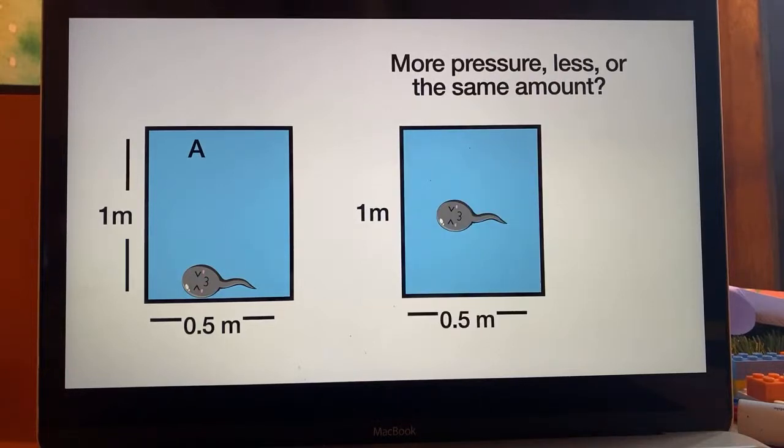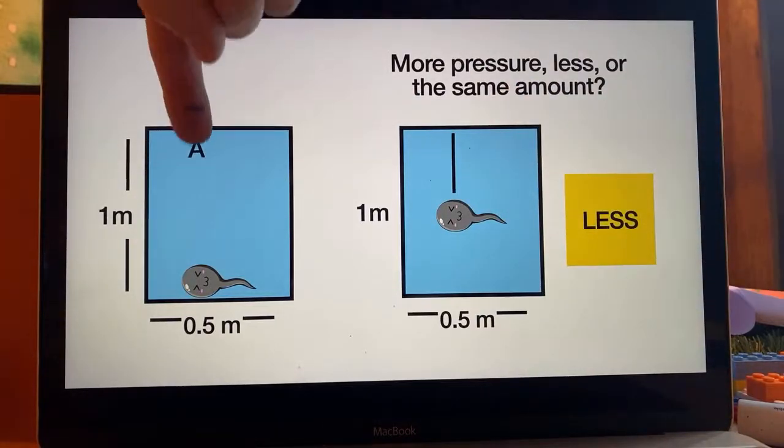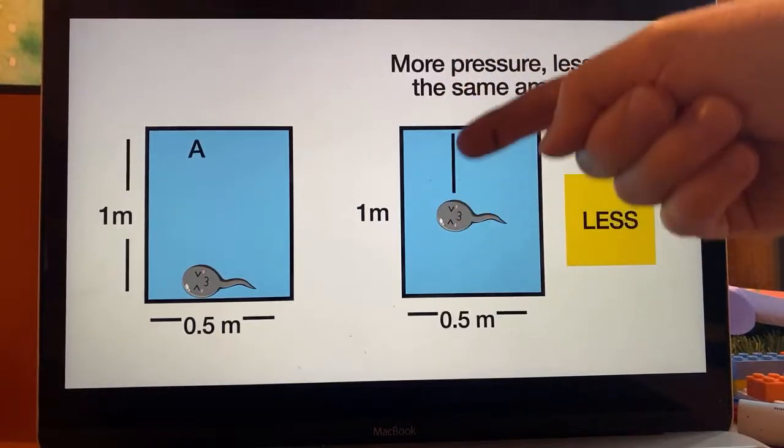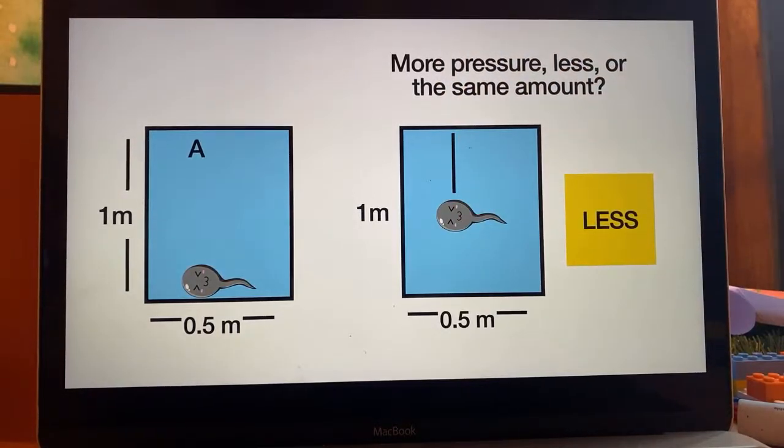What about this one? This time, the second tank is exactly the same as tank A, except the tadpole is floating in the middle of the tank, not on the bottom of the tank. Same amount of pressure as tank A, less pressure or more pressure? The answer is less. It's now experiencing less pressure because the depth has changed, right? The depth is more in tank A. Now the tadpole is less deep down, so the height, if you like, is less. So it would be less pressure.